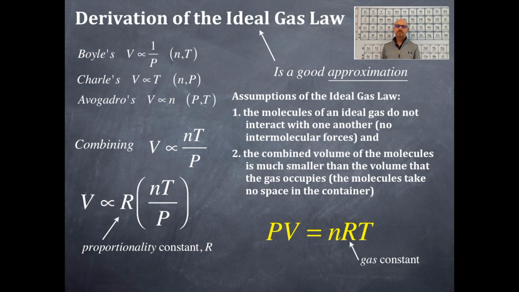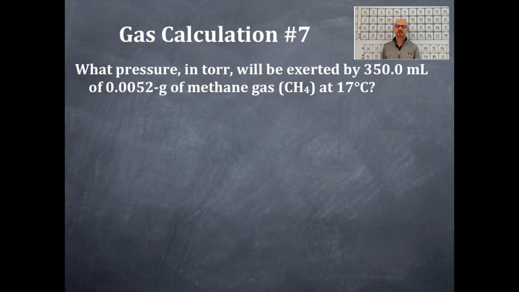All right. Let's do two calculations here. Today, the first one is number 7. What pressure in torr will be exerted by 350 mL of a 0.0052 grams of methane gas at 17 degrees Celsius? So here's the ideal gas equation right there, PV equals nRT. We're solving for pressure, so we're going to divide both sides by volume. Here's a little rearrangement. I just did that right there.